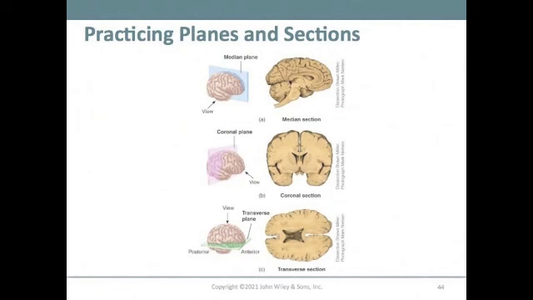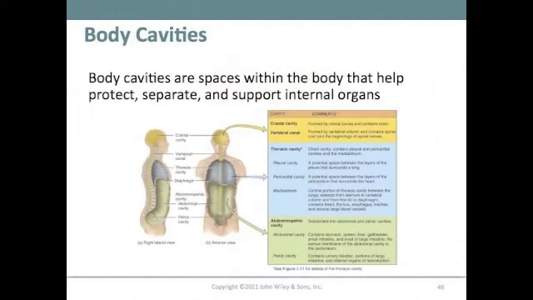And now it talks about body cavities. This is figure 1.10 and 1.11 on page 19.